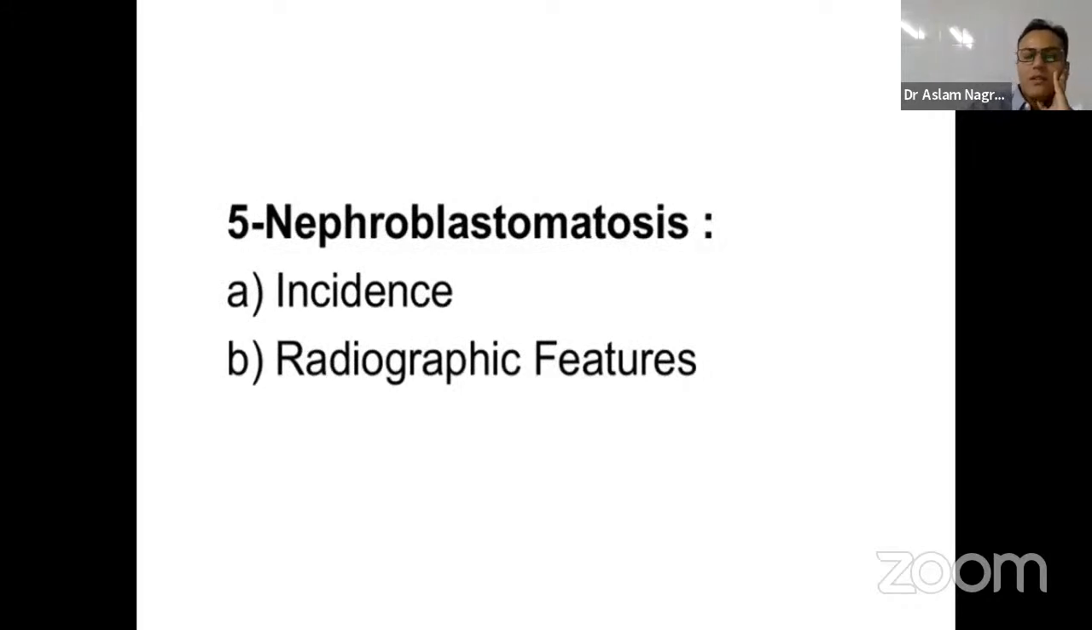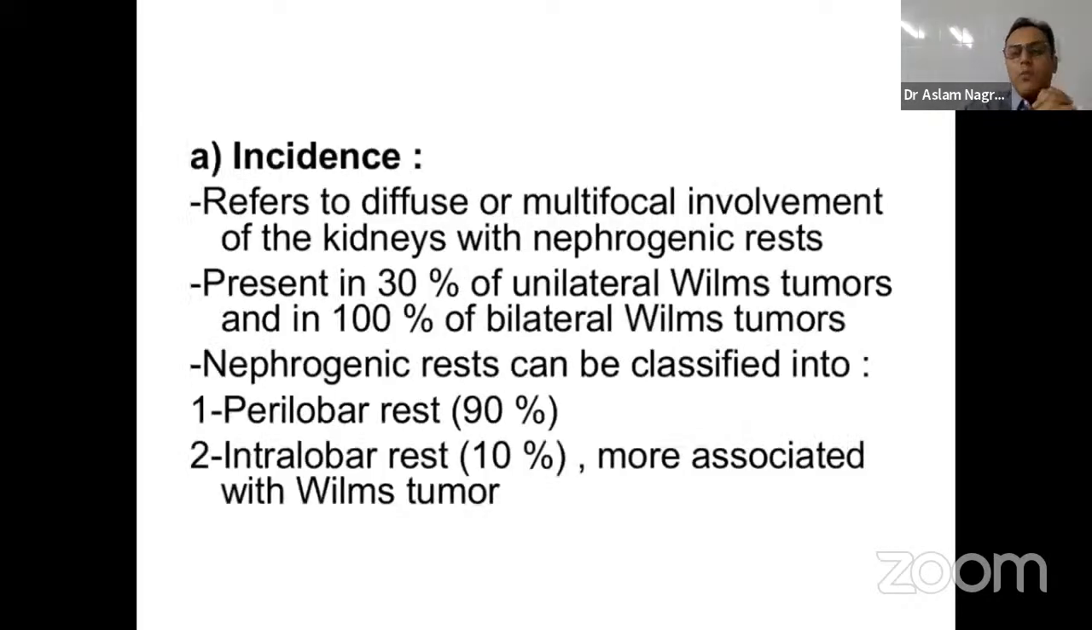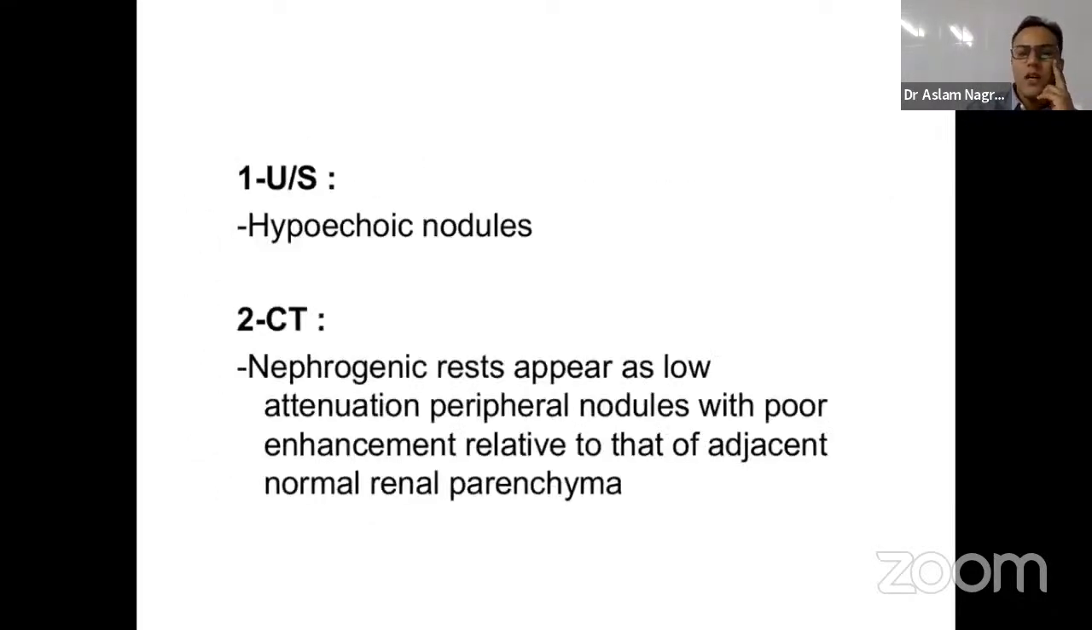Nephroblastomatosis. It refers to diffuse or multifocal involvement of the kidney with nephrogenic rests, present in 30% of unilateral Wilms tumor and 100% of bilateral Wilms tumor. Nephrogenic rests can be classified into perilobar rest and intralobar rest. Intralobar is more associated with the Wilms tumor. On ultrasound, it will look as hypoechoic nodules. On CT, nephrogenic rest appears as low attenuation peripheral nodules with poor enhancement relative to that of adjacent normal renal parenchyma.